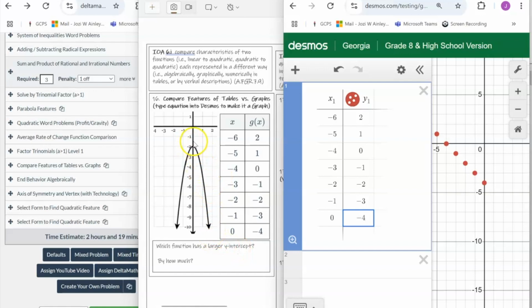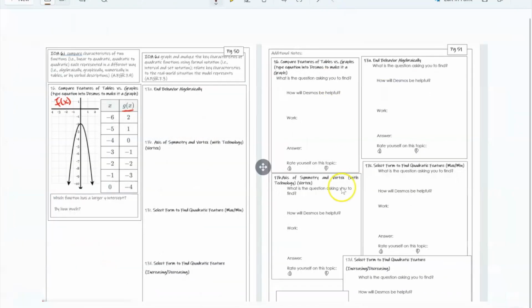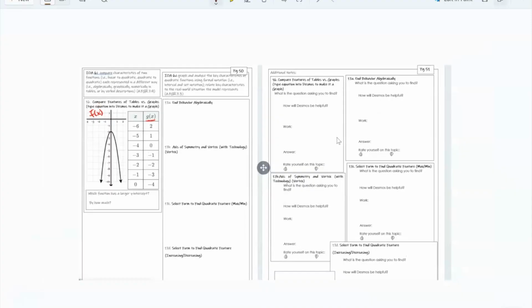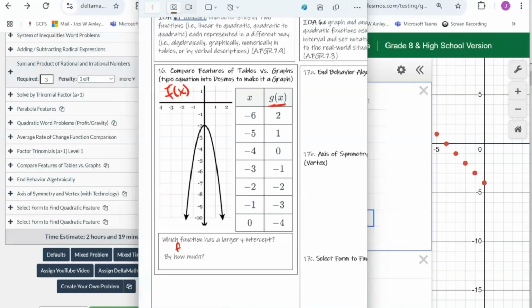So the first one, f of x. I might not have labeled that. This is f of x, this is g of x. The first one crosses the y-axis right here at -2. So again, you are writing what the question is asking, can Desmos help, and so on. You're doing that right here. What's the question asking me to find? The largest y-intercept. But I'm just going to do it right here. So f of x is equal to -2.